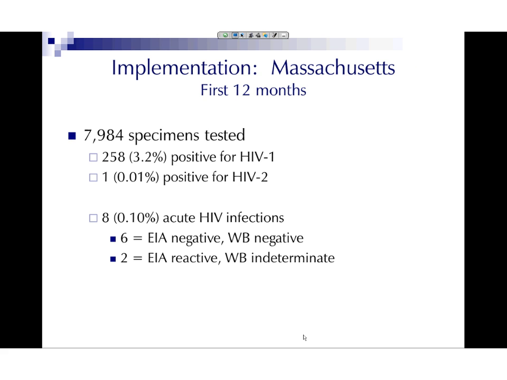They sent those specimens to CDC, where we ran the 3rd generation assay on them, as well as Western blot. 6 of those specimens were negative on the 3rd generation EIA, and they were Western blot negative, so those infections would have been missed by the previous algorithm. In 2 cases, the EIA was reactive and the Western blot was indeterminate, so they would have been detected if they had come back for retesting on the basis of the indeterminate Western blot.